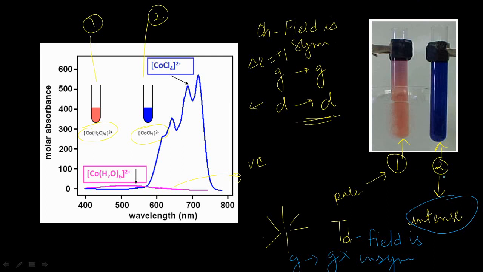Why? Because the wavelength that is being absorbed falls in the blue region of the visible spectrum, and the other one is pale. Even though this transition should not take place, d to d or g to g, it still takes place due to various factors that we have already discussed. But tetrahedral field is unsymmetrical, so the g to g restriction does not apply. So this is allowed.